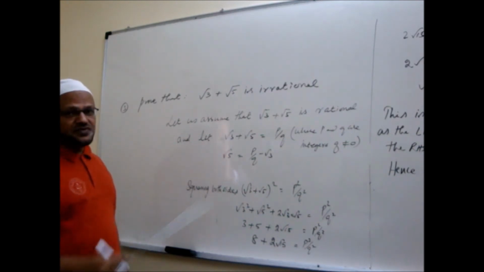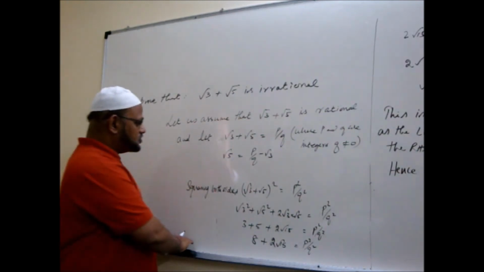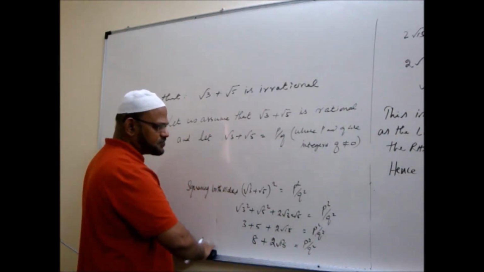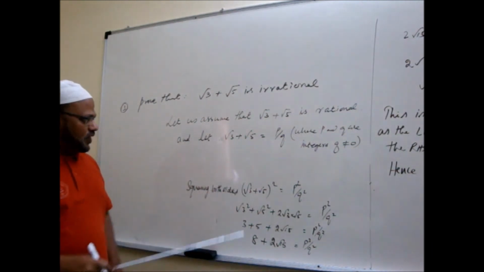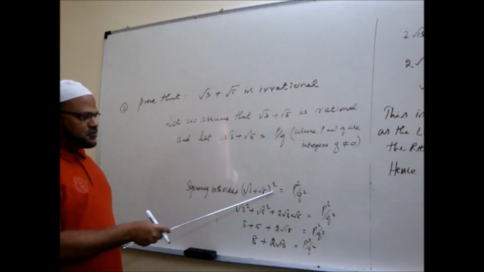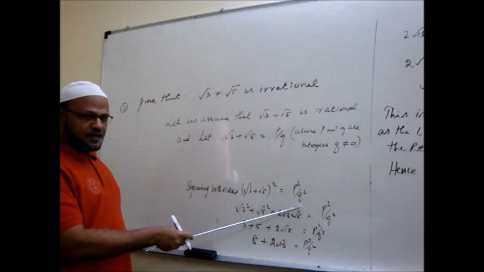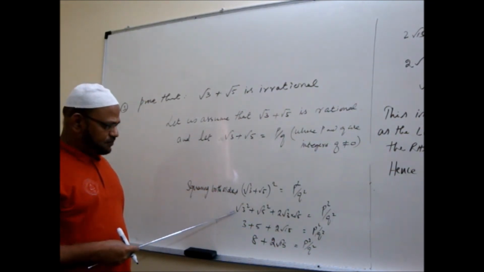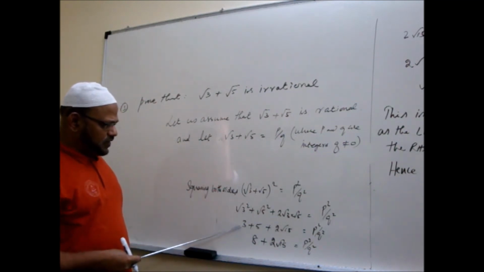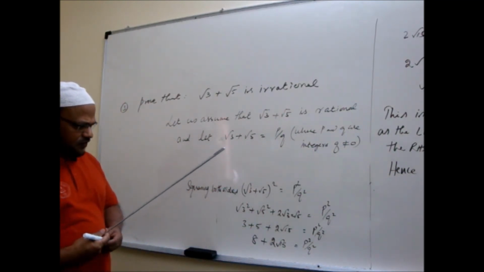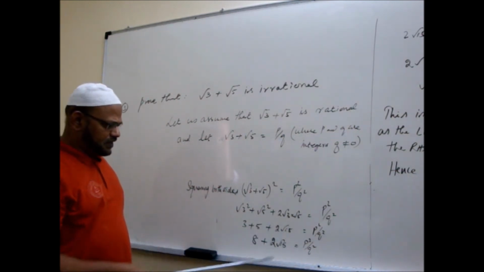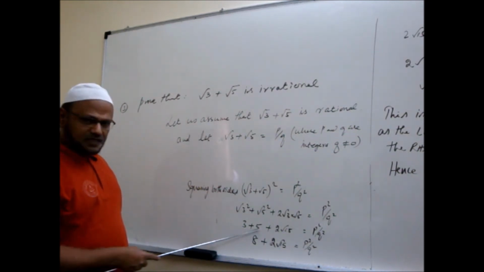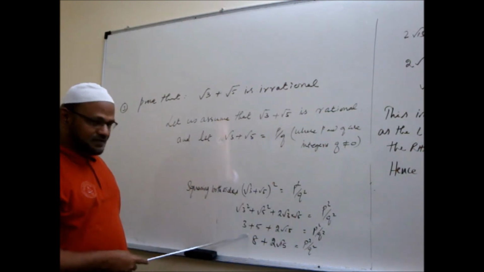In this type of question, what you have to do, you just square it. Both the sides square it, okay? When you square, root 3 plus root 5 the whole square is equal to P square by Q square will come. Expand using our A plus B the whole square formula. If we expand, root 3 square is 3, root 5 square is 5 and 2 root 3 into root 5 is 2 root 15, and you can add these 2 rational terms, 3 plus 5 is 8.